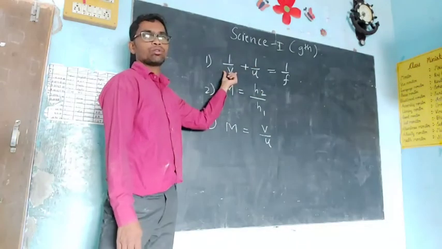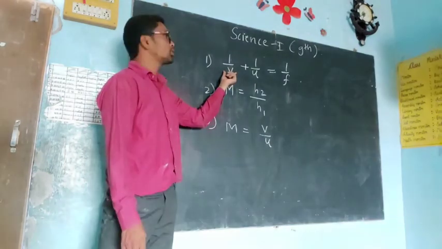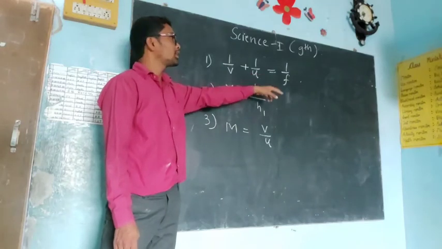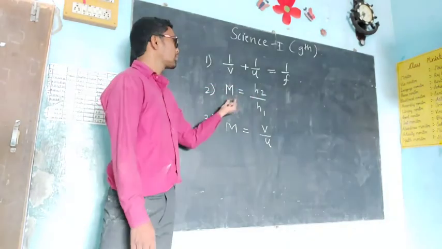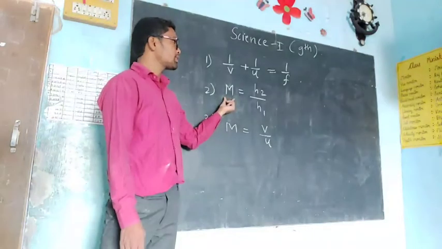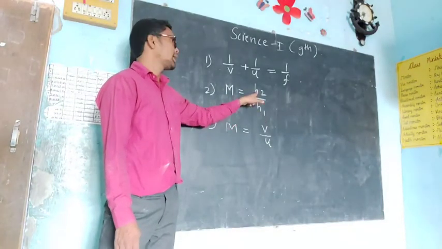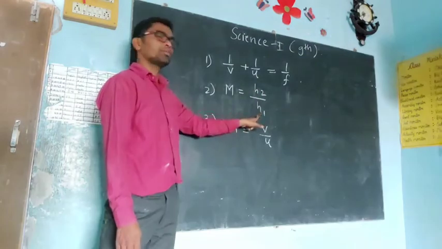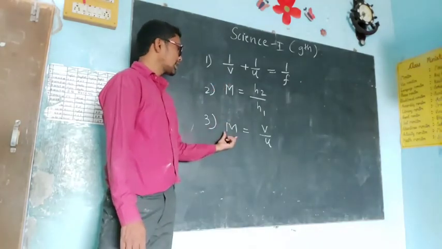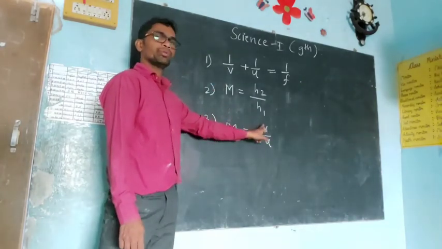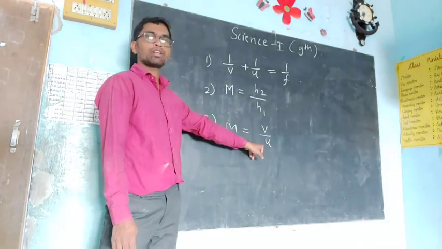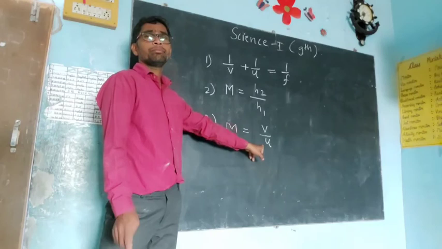v means, as I already told, the distance between image and mirror. u stands for the distance between object and mirror. And f means focal length. m means magnification of the mirror. So m stands for h2 upon h1, where h2 means height of image and h1 means height of object. Again, magnification formulas are 2. The second one is v upon u, where v is the distance between mirror and image, and u stands for the distance between mirror and object.